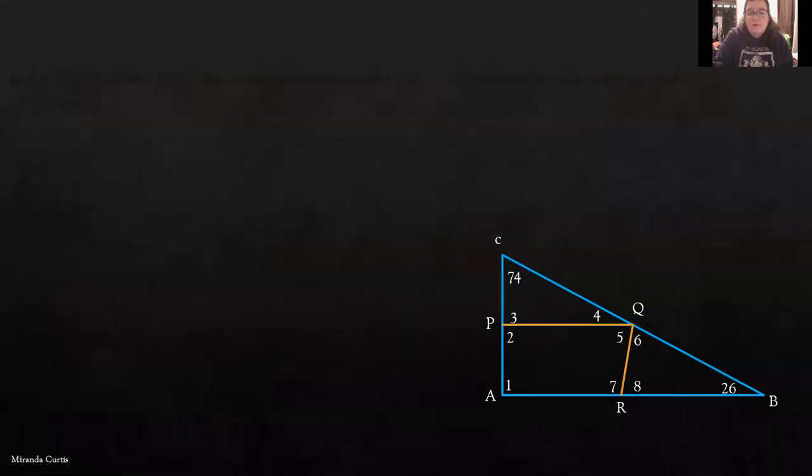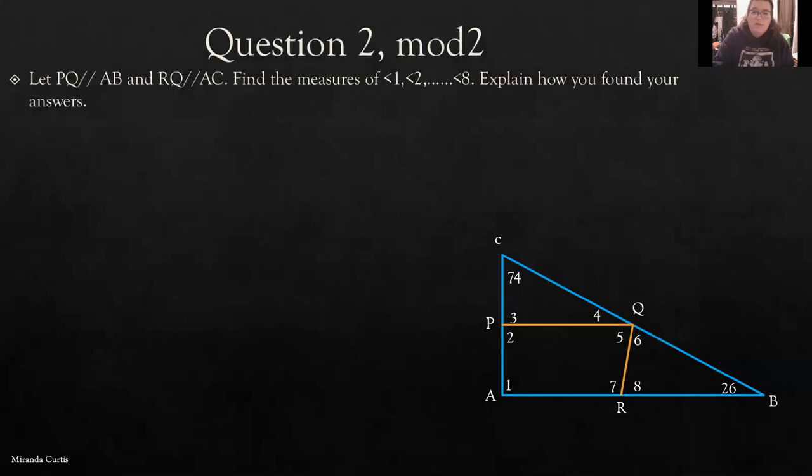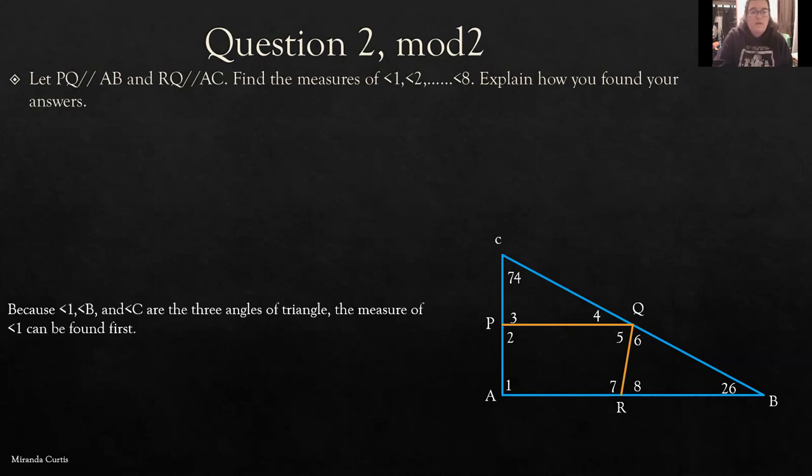Okay, now we're going to problem 2. Question 2, Module 2. Okay, let line PQ and line AB and RQ and AC. Find the measures of angles 1 through 8. Explain how you found your answer. Okay, so we're going to look over here at our triangle. And to make it easier, you would draw lines to make them parallel lines. But I didn't put that in because I was doing this real quick.